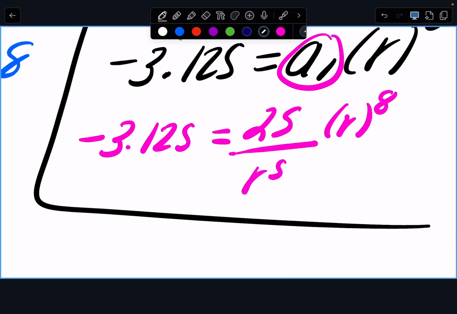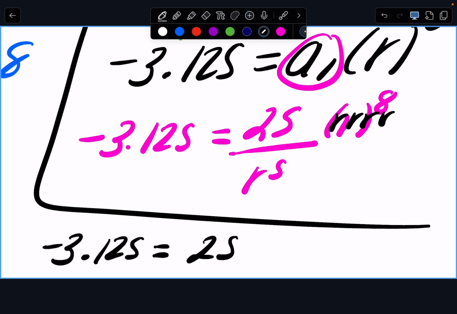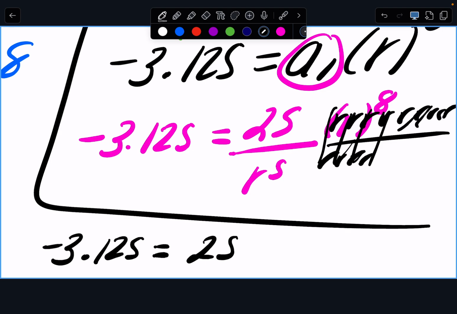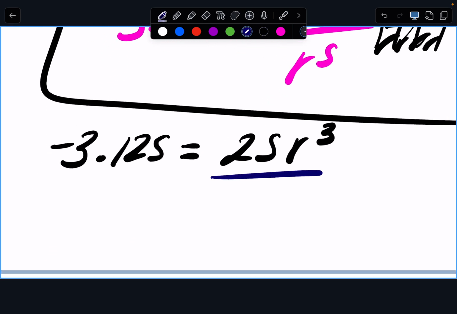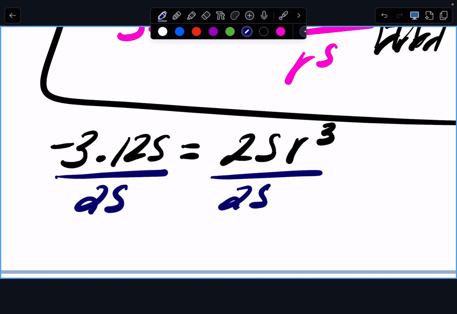If there are 8 r's on top and 5 on bottom, aren't we looking at negative 3.125 equals 25 r cubed? Do you guys understand there are 8 r's on top, and 5 on bottom? So what does that leave me with? 3 r's on top. Okay, look, solve for r then. Divide by 25. Take our calculator.